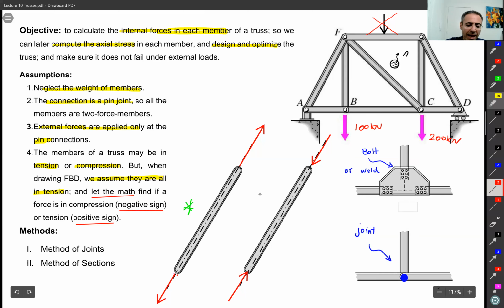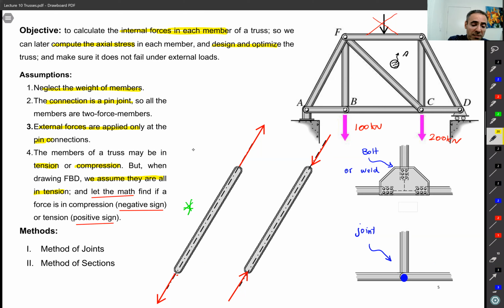And again, if you look at 1, 2, and 3, they imply that the members in a truss are all two-force members, and they are either under tension or compression. There are two methods by which we can solve a truss.